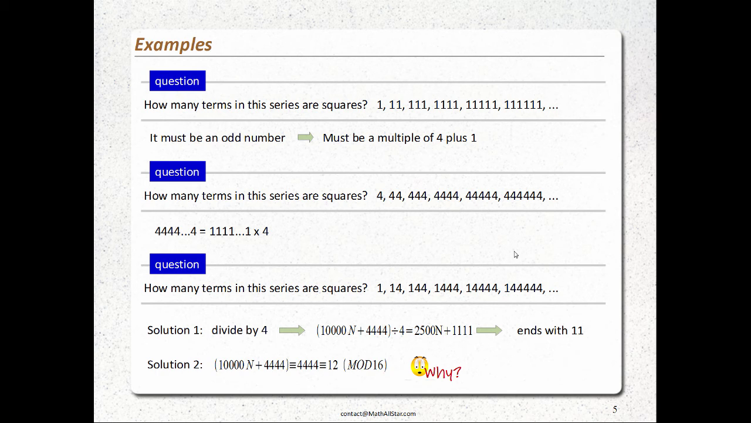We can also examine its remainder when being divided by 16. In this case, the remainder is 12. It can be shown that when a square number is divided by 16, its remainder cannot be 12. You will need to prove this conclusion in your homework. Here, because it cannot be 12, any number ending with 4444 cannot be a square number.